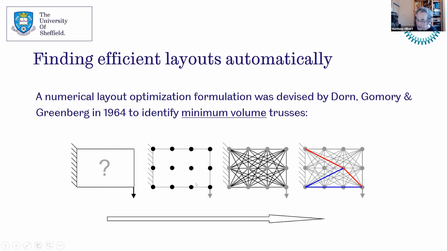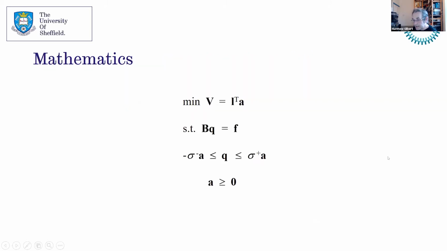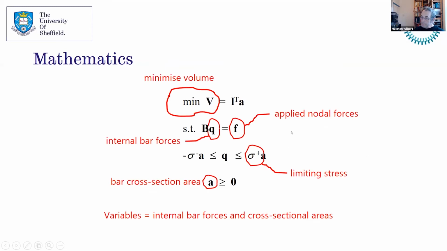So the idea is that you have an unknown design space, load, support configuration. You populate the design space with nodes. You then interconnect those nodes with potential truss bars, and then use optimization to find the minimum volume subset of members that then form the optimal structure. In terms of mathematics, it's nice and simple. What we're doing is minimizing the volume of material, which is simply the sum of the lengths times the areas of all those bars that you saw in the so-called ground structure in the previous slide.